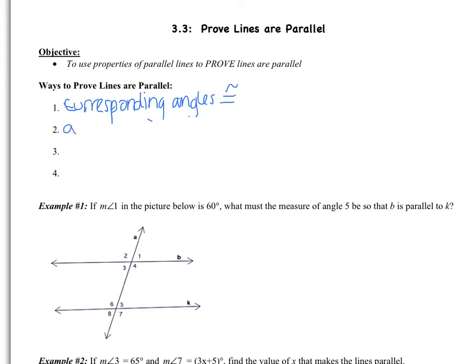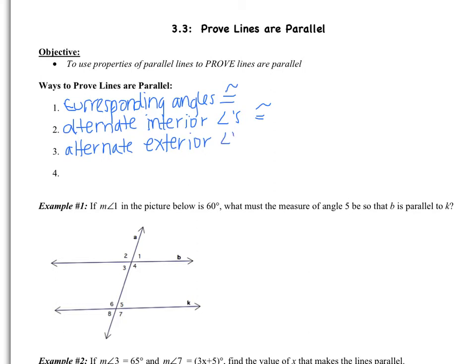Another way is that the alternate interior angles are congruent. Alternate exterior angles are congruent. And the last one you should probably be able to come up with yourself. It's that the consecutive interior angles are supplementary.